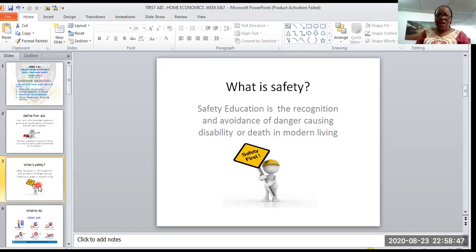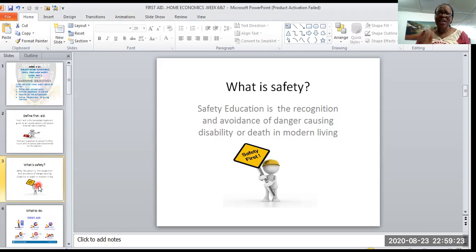Do you understand? So, safety is keeping ourselves safe from danger, seeing dangerous things and avoiding them. Simple English. Avoidance of danger. That's safety. Safety education is the recognition and the avoidance of danger causing disability or death. So you must be careful.